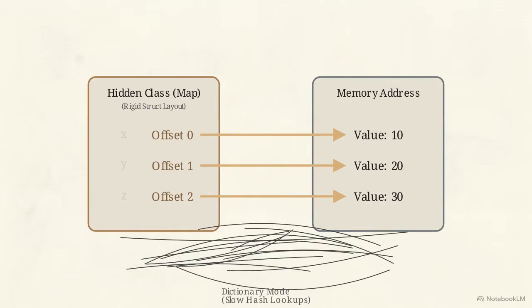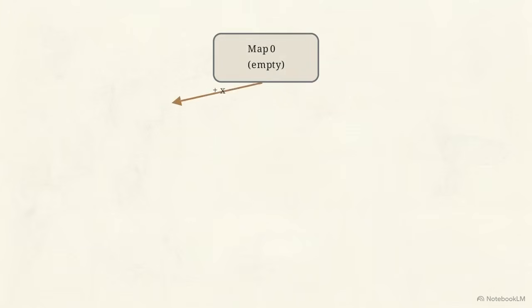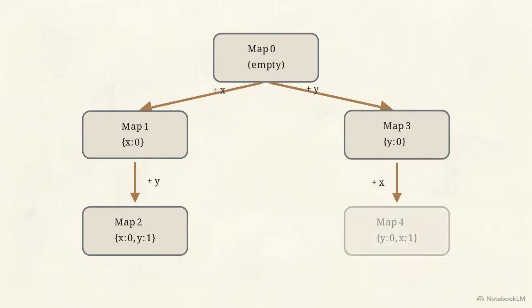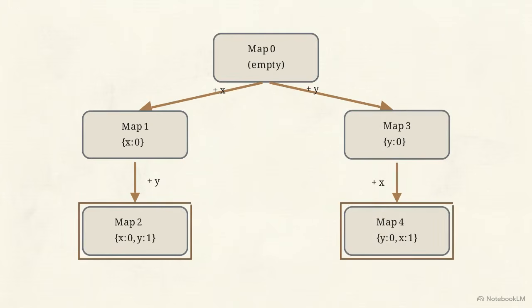The map records exactly which properties exist and maps them to fixed memory offsets. This turns a complex search into an O(1) memory load. Instead of hashing a string, the engine reads from a predetermined memory address. Objects rarely stay static, so maps form a transition tree. When you add a new property, V8 spawns a transition to a new map describing this updated shape.